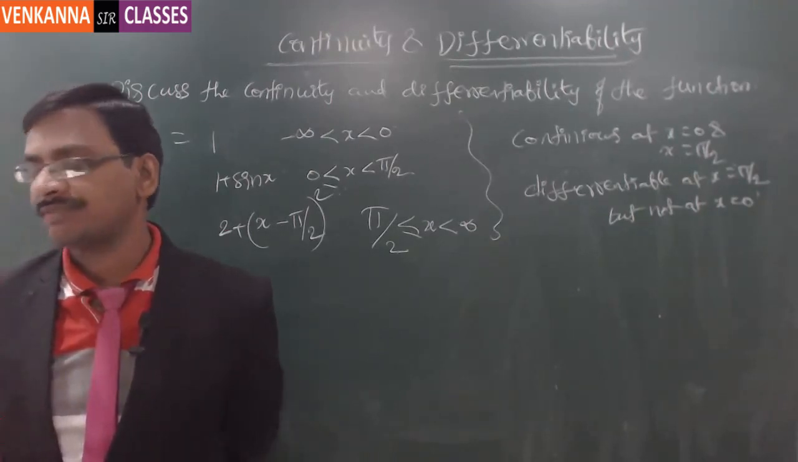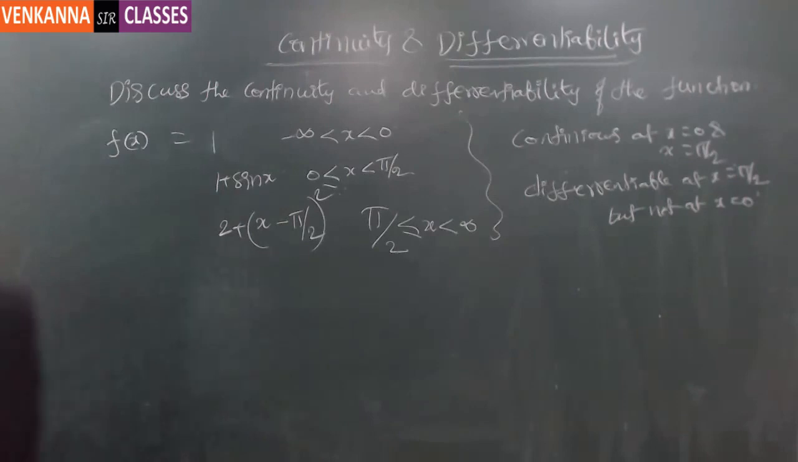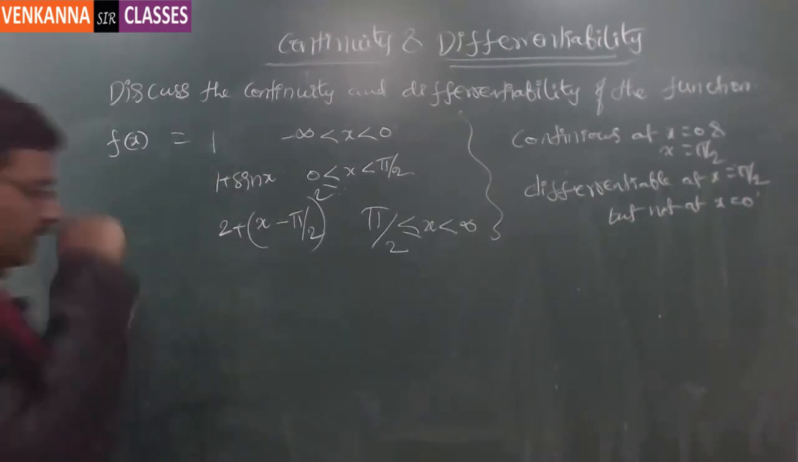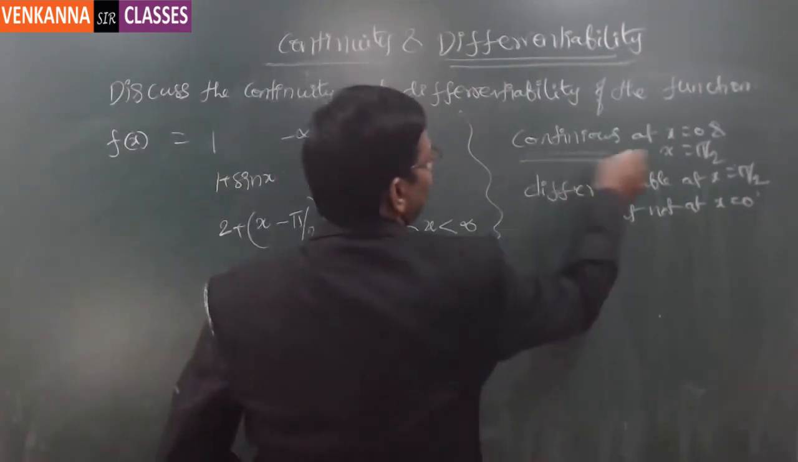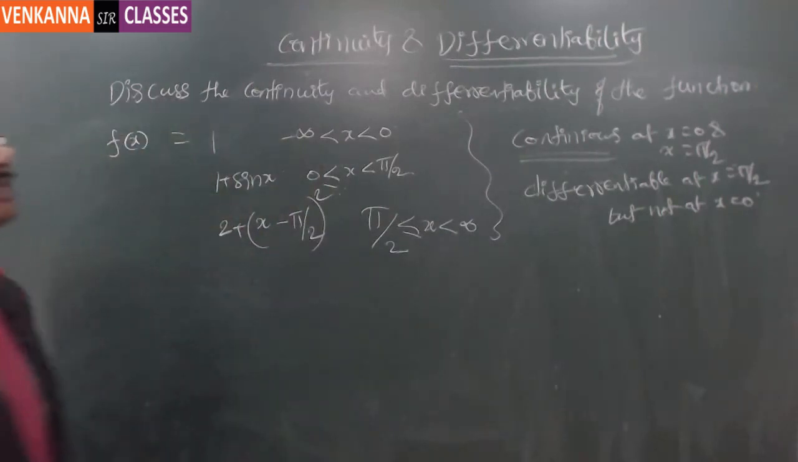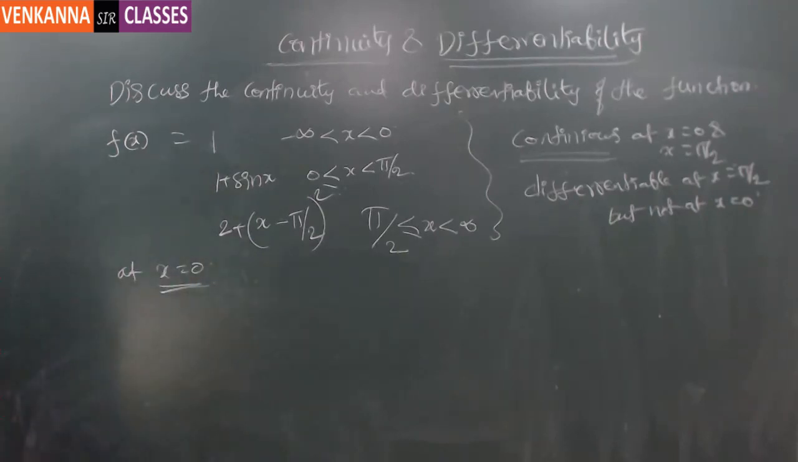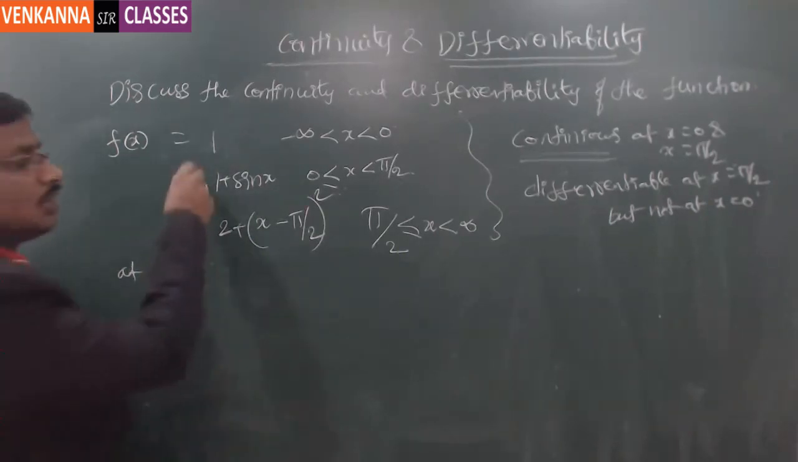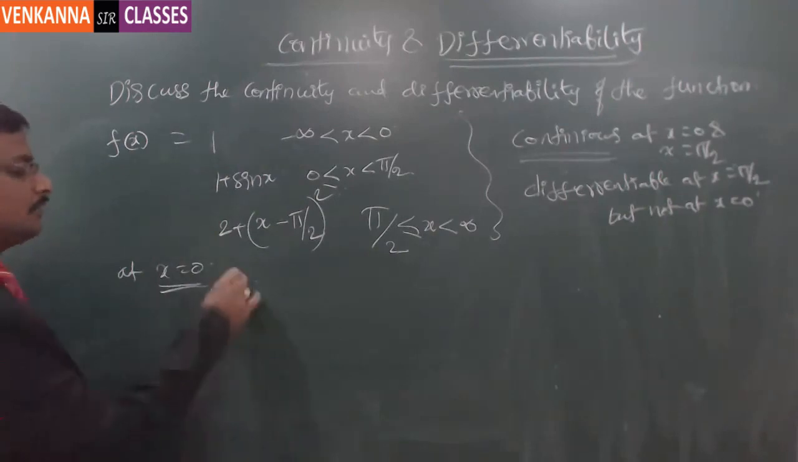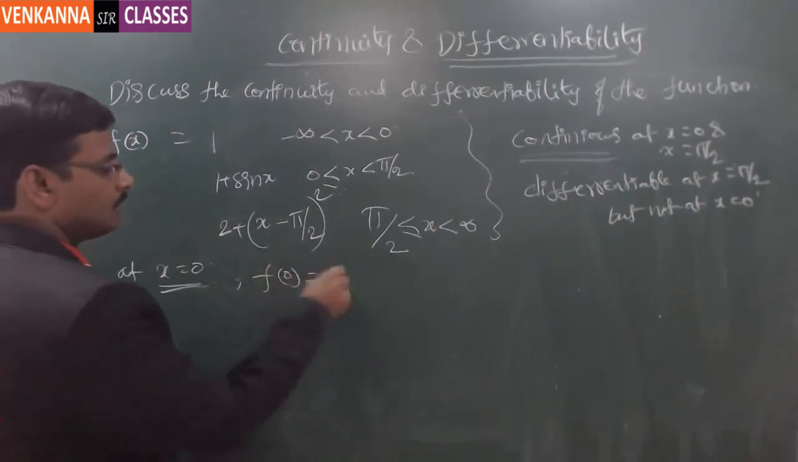Okay, fine. So let me solve this. For checking the continuity, you will be identifying the limit existence and the function value at x is equal to 0. So at x is equal to 0, what is the function that you have to consider to find out the function value f of 0? What is f of 0?